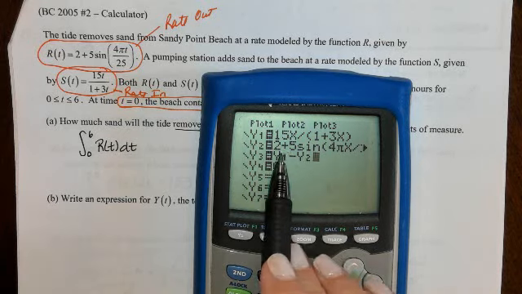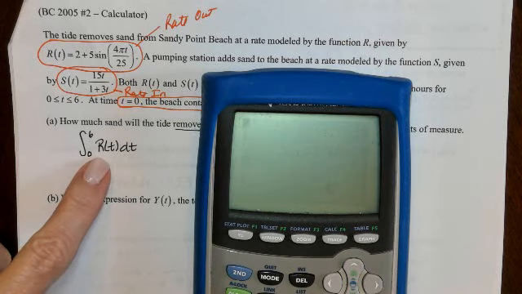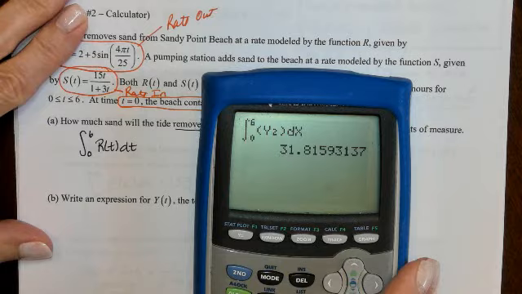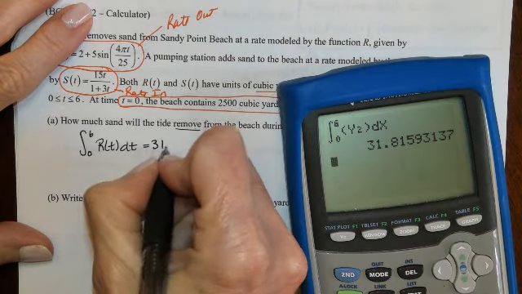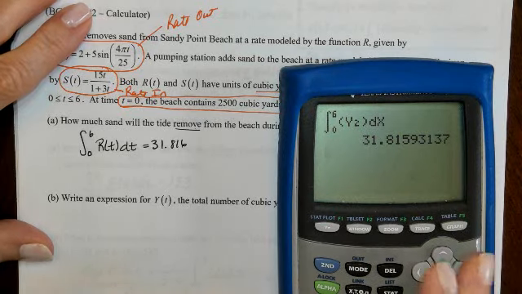So RateOut is my y2, so on my home screen I'm going to do math 9, 0 to 6 of my y2, that's my RateOut. 31.816. AP will also accept 31.815.